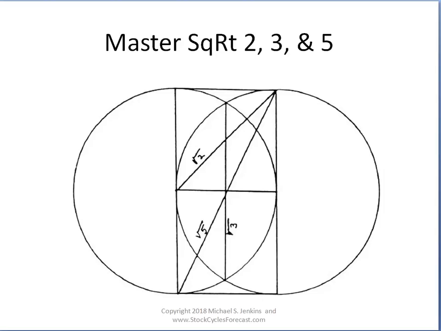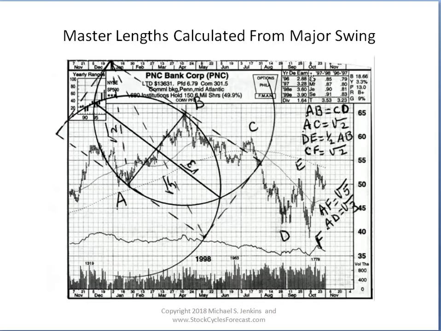And here was an example from the last video where you can take any stock or commodity, take a major swing, A to B, draw a circle around it, from B to A, draw another circle around it, and draw these little squares. And then we'll have the square root of 2, square root of 5, square root of 3, so that this A to B length will again repeat in C to D. These are the same lengths.